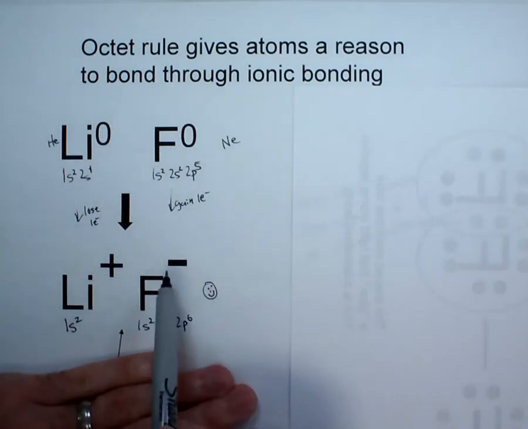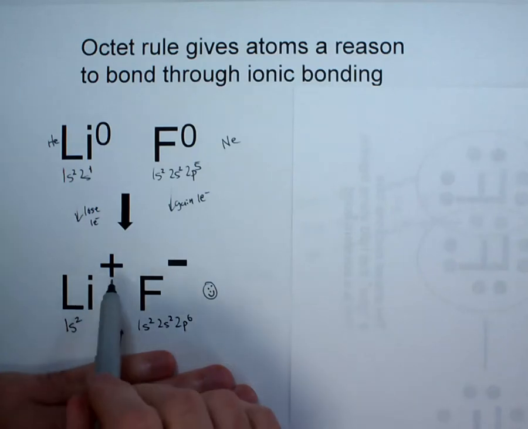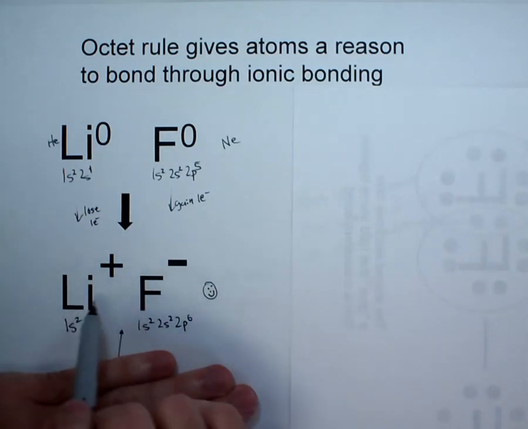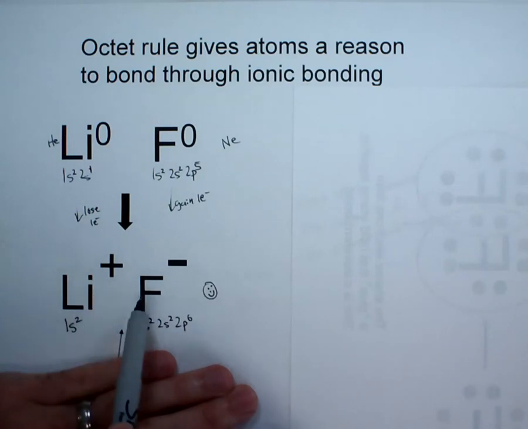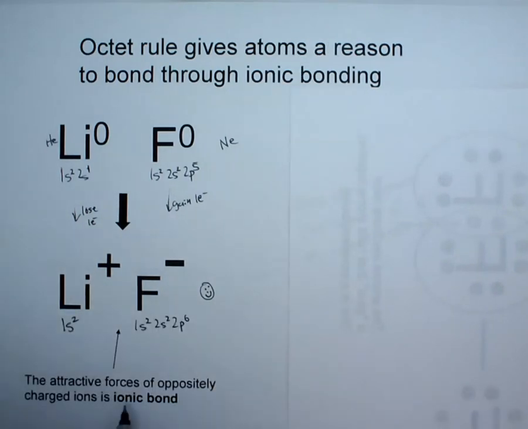Because this guy picks up an electron, he is negative. This guy loses an electron, he is positive. Therefore, they have a reason to want to stick to each other, because a positively charged atom is going to be attracted to a negatively charged atom. That is what an ionic bond is. It's the attraction of two oppositely charged atoms.